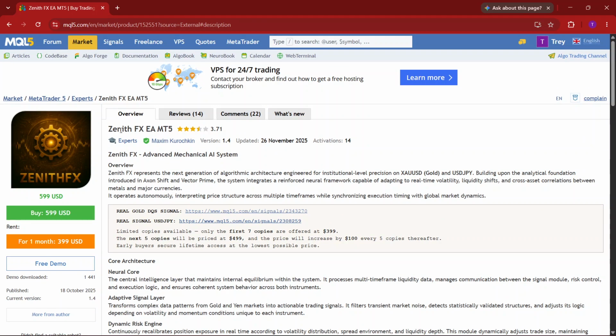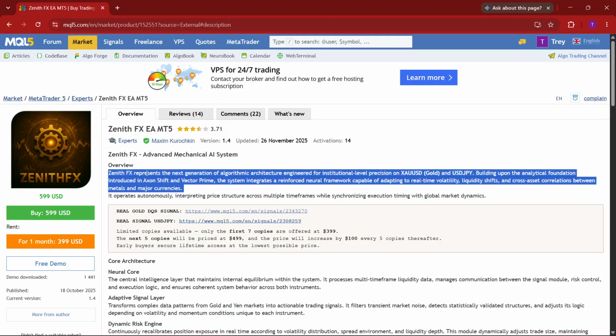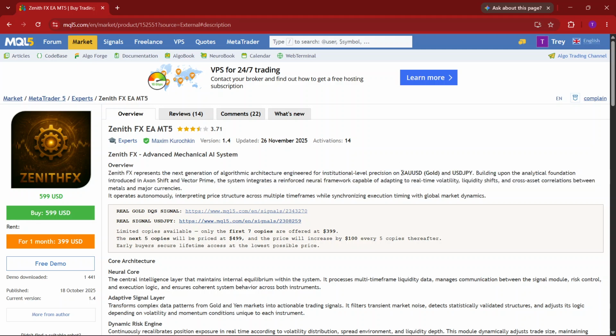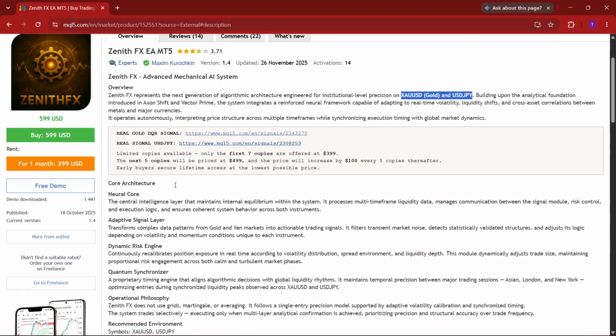This one's been floating around the MQL5 market, priced at around $599, and the developer is pushing it hard as an advanced mechanical AI system built for gold specifically and USD Japanese yen on the H1 time frame. Let's start by looking at what the developer actually claims powers this thing.